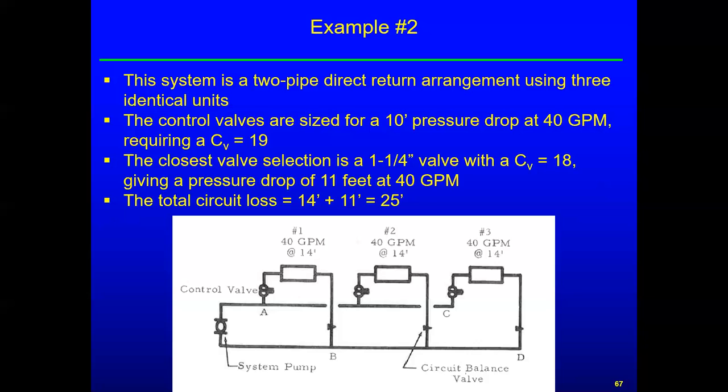And so let's see, we can verify that. So again, if I take the 40 GPM divided by 18 equals this, squared, that's 4.938 PSI times 2.3, and that's 11.36 actually, but again, he's rounding to this. So they take the 11, we have 14 for the rest of the circuit, and so that makes us 25 feet. And so now we're going to try to balance 2 and 3 to the 25 feet.